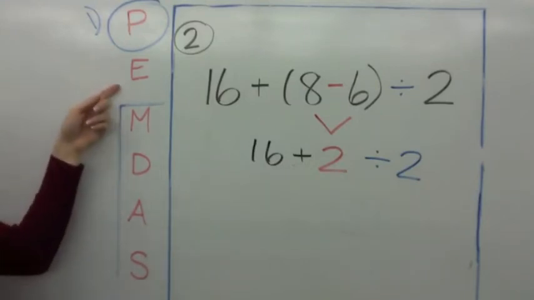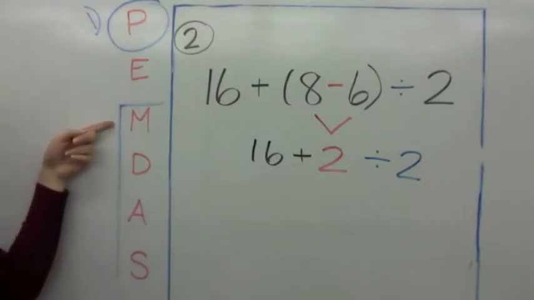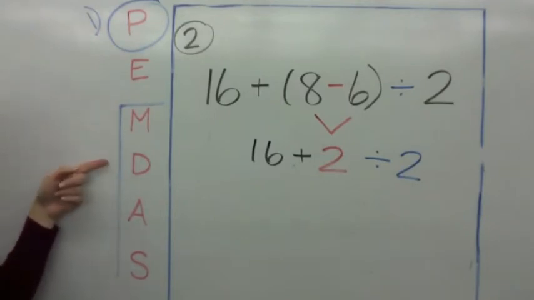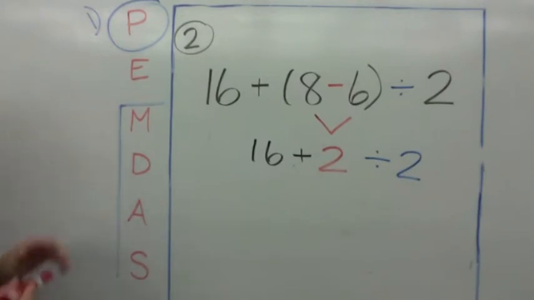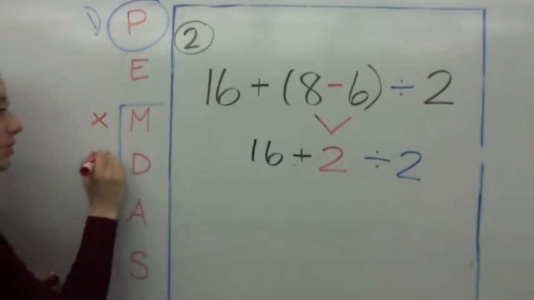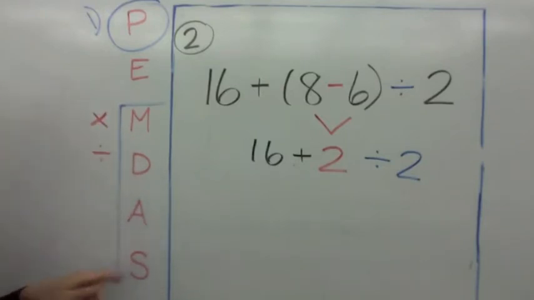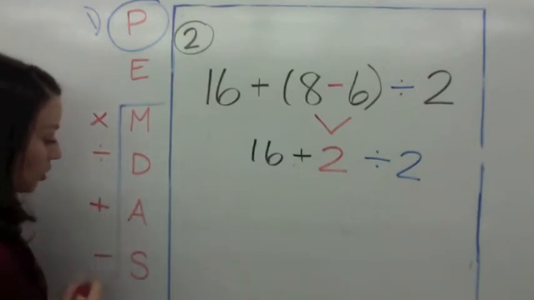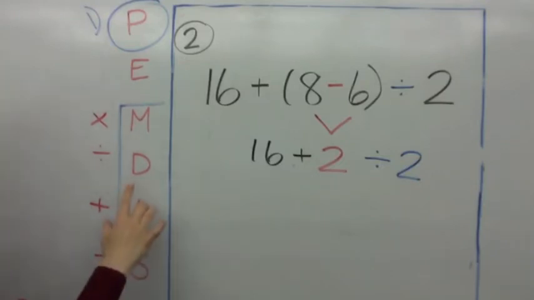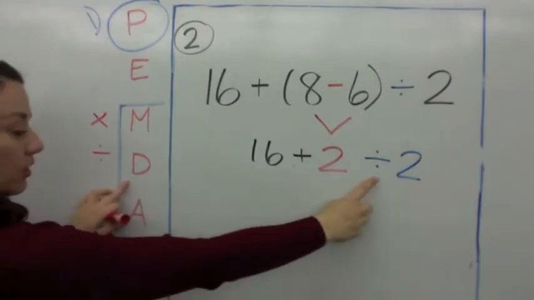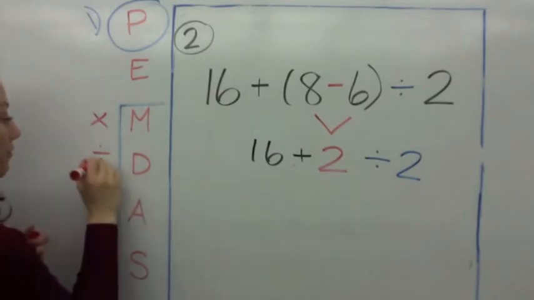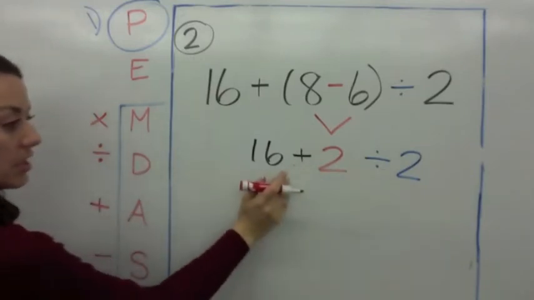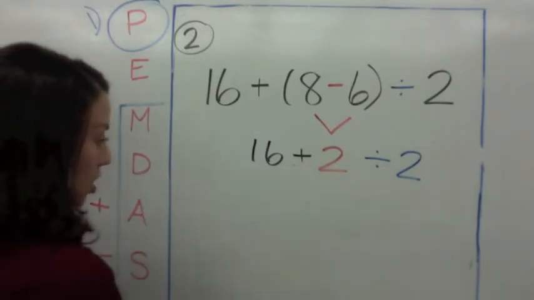So purple elephants may destroy a school. Multiplication comes first, then division. Multiplication and division you're going to do first. Then you would do addition and subtraction. So we see that we're actually going to have to do division first, right? We have to do that first before we do addition, all right?